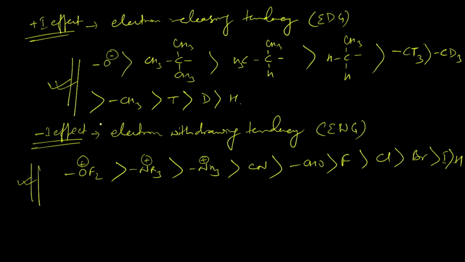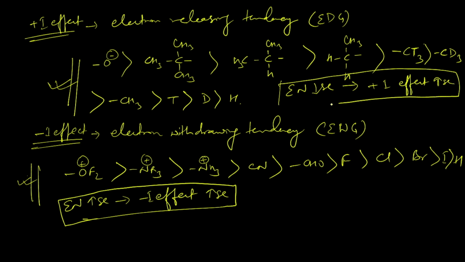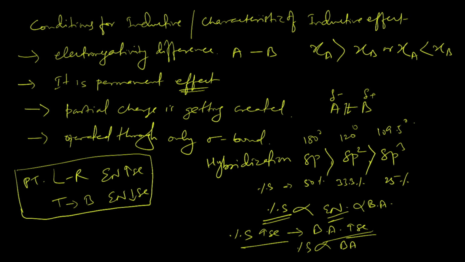I'll just write it here. If I'm talking about the minus I effect, here you have to see the electronegativity. If electronegativity increases, your minus I effect tendency increases. Okay, this line you just remember. Likewise, here you can write electropositivity, or we can write that if electronegativity decreases, your plus I effect tendency increases. So all these trends are based on this.